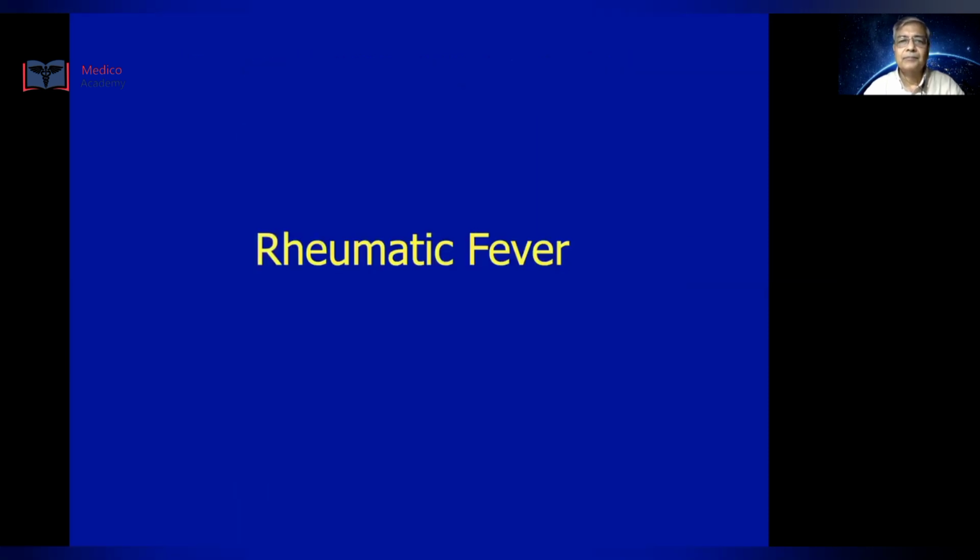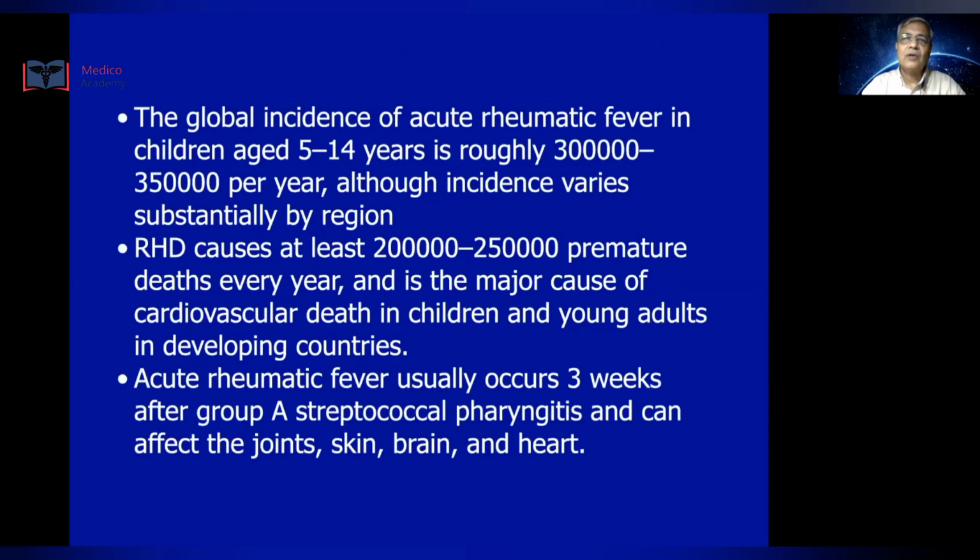Coming to rheumatic fever. The global incidence of rheumatic fever in children aged 5 to 14 years is roughly 3 lakhs to 3.5 lakhs per year, although the incidence varies substantially from region to region. Rheumatic heart disease is said to cause at least 2 lakh to 2.5 lakhs premature deaths every year, and it is a major cause of cardiovascular death in children and young adults in the developing countries.